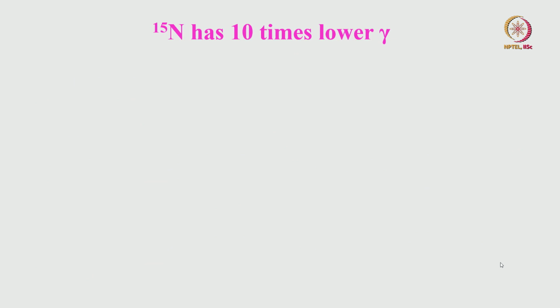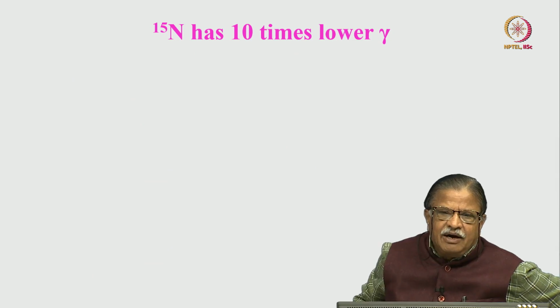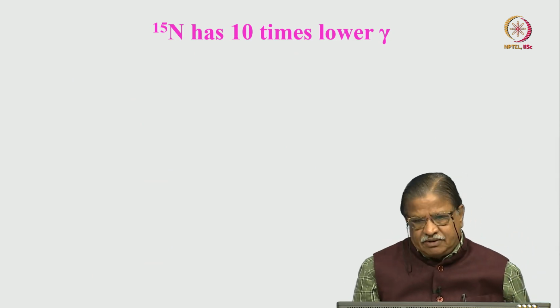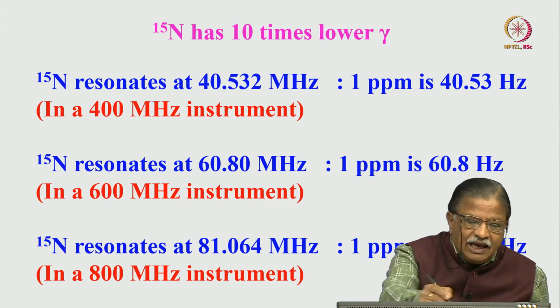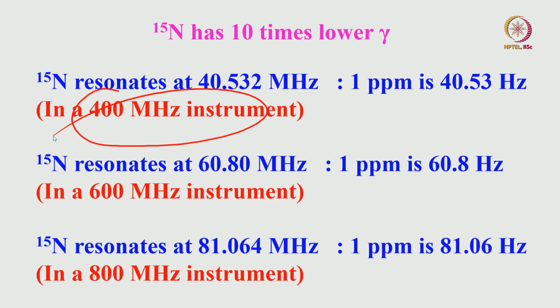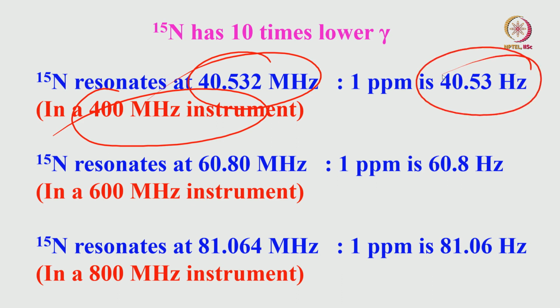Okay, we will go to another example, another nucleus, nitrogen 15. Nitrogen 15 has a gamma which is 10 times lower than that of protons. That means in the 400 megahertz spectrometer, nitrogen 15 resonates at 40 megahertz. Then what is its value for 1 ppm? What is the 1 ppm value of nitrogen 15 in a 400 megahertz spectrometer? It is 40.53 hertz, because although the spectrometer is 400 megahertz, nitrogen is resonating at 40 megahertz. So, 1 ppm is 40 hertz.